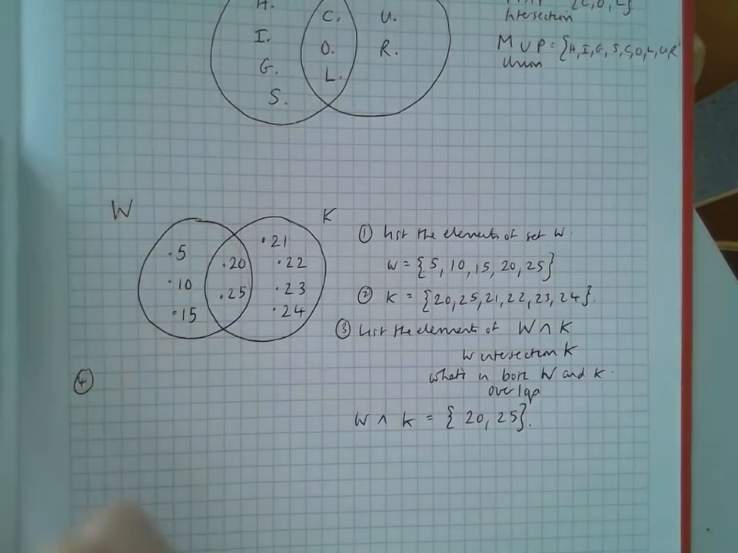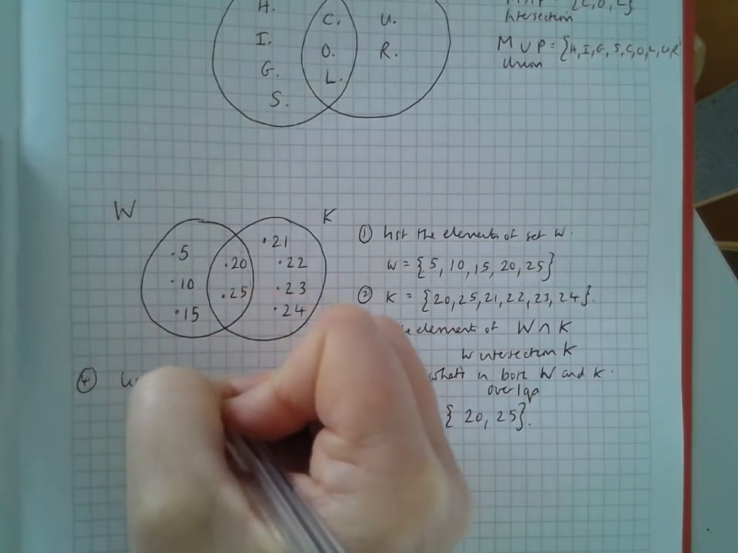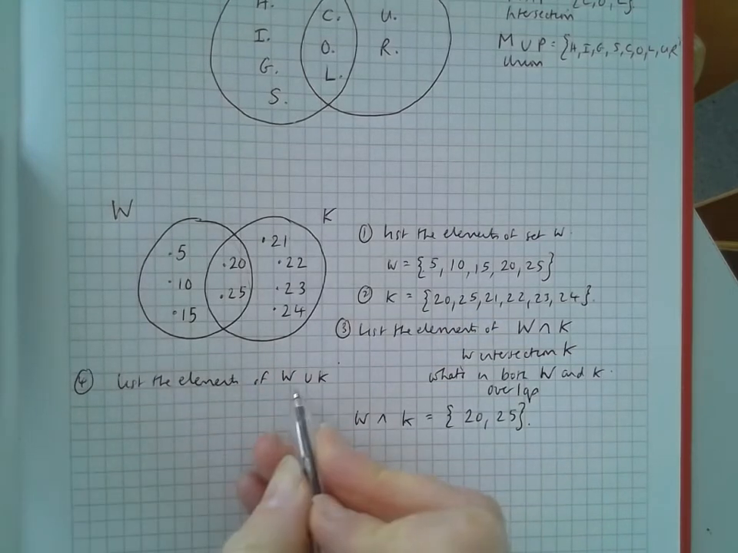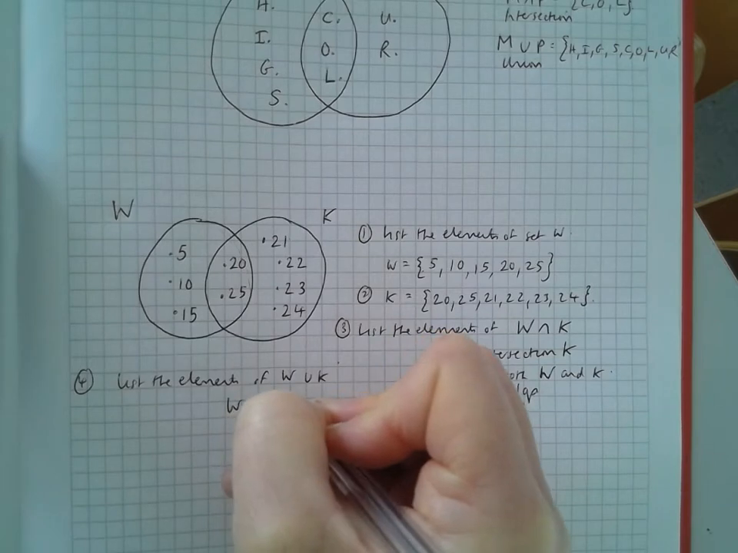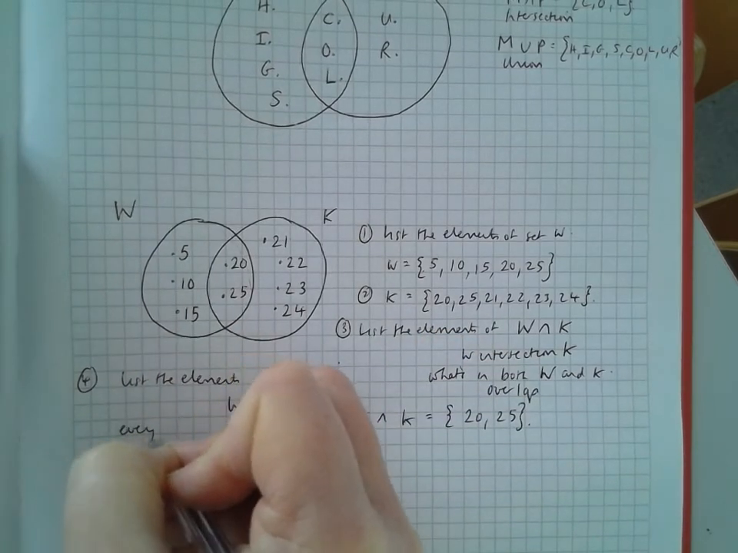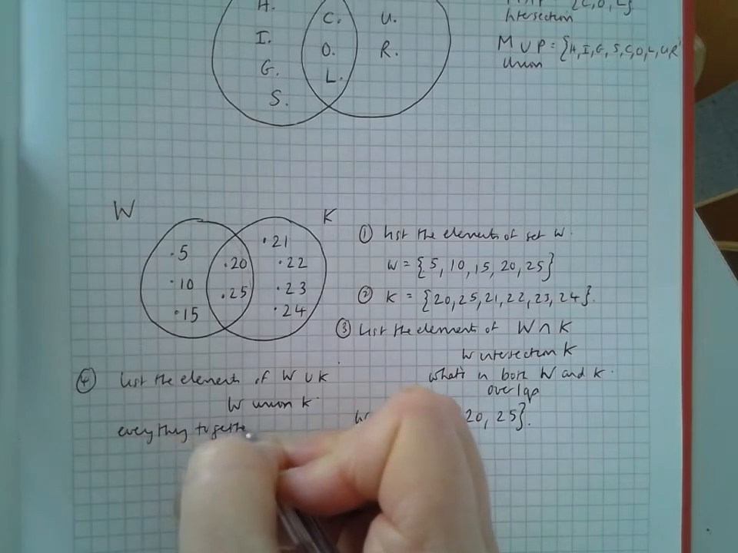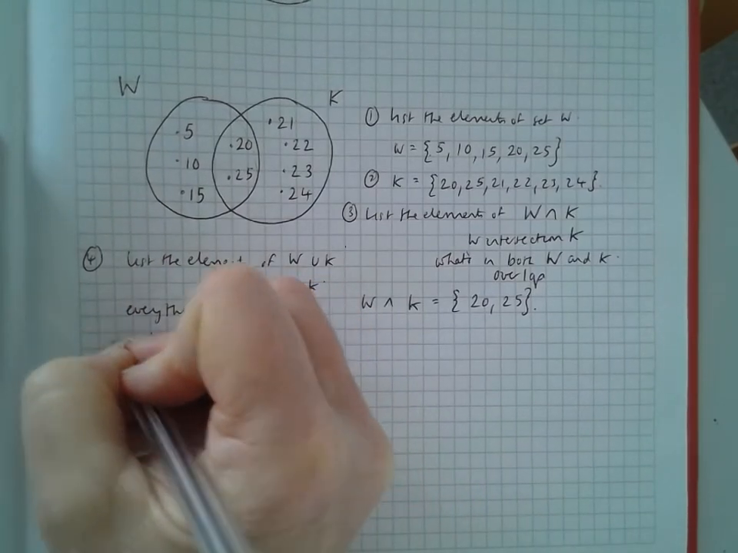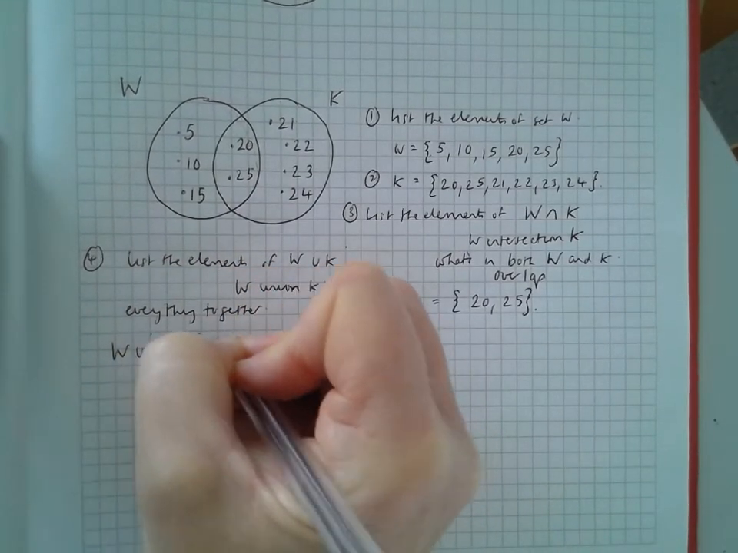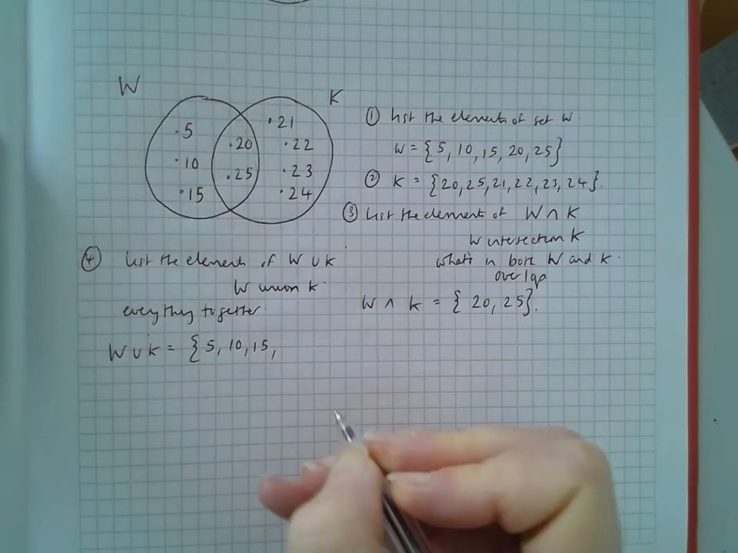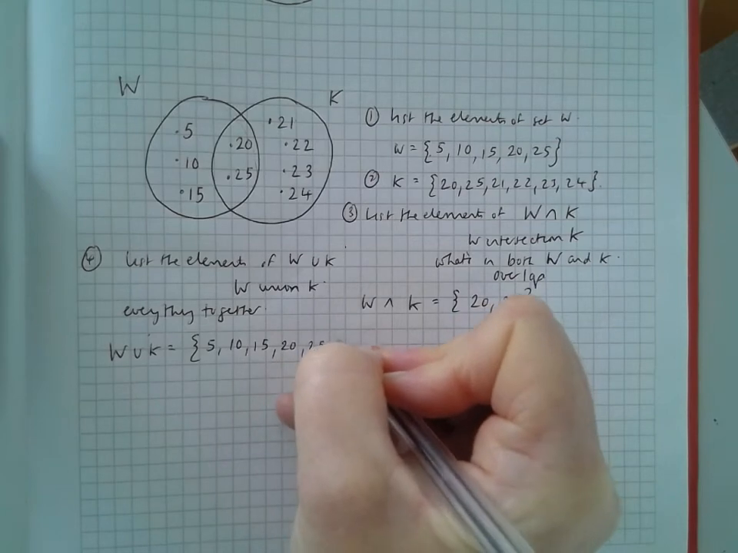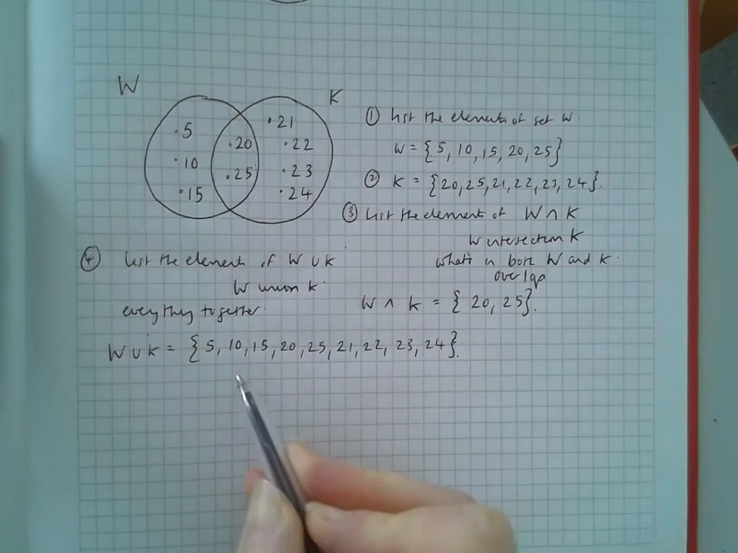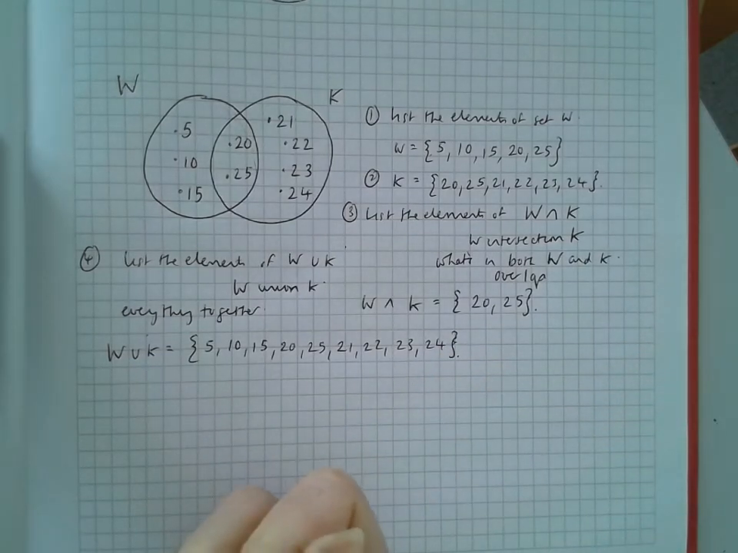And then the fourth question might be, list the elements of W union K. Okay, so W union K. So that means everything joined together. So what do we have in that? We have W union K is equal to 5, 10, 15, 20, 25, 21, 22, 23, 24. You can see the elements of W union K. There's a lot more elements in that.